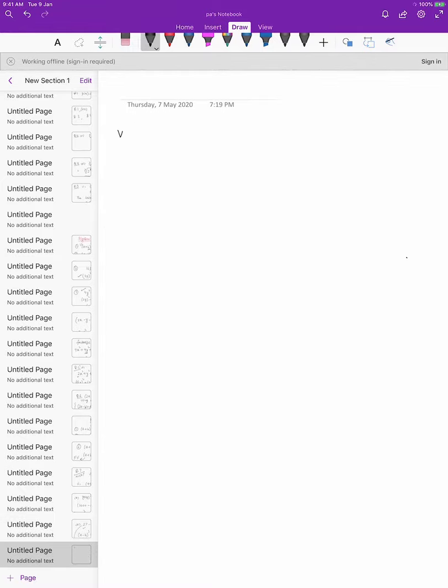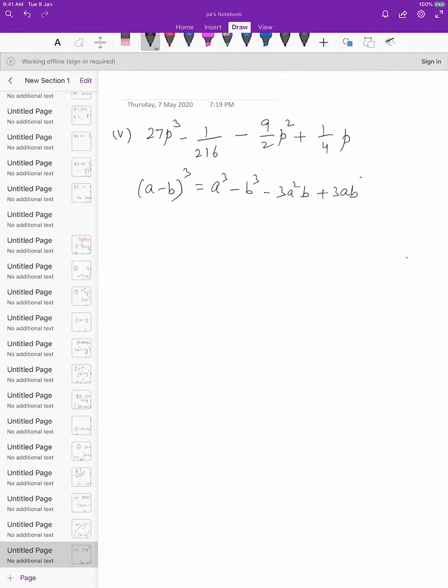Now look at the last part of question number 8. I have discussed all the parts of this question because this was a little difficult, so I thought let me clear out all the points here. So 27p cube minus 216 minus 9 by 2 p square plus 1 by 4 p. Again 4 terms but 2 negative signs, so it can't be (a plus b) whole cube. I am just writing the identity for (a minus b) whole cube, which will be a cube minus b cube minus 3a square b plus 3ab square.